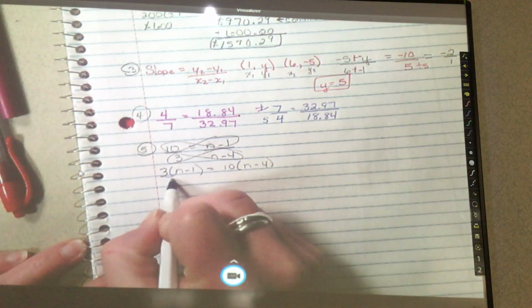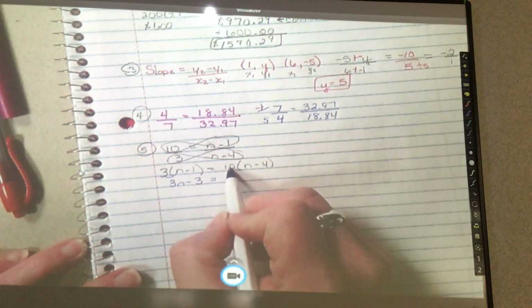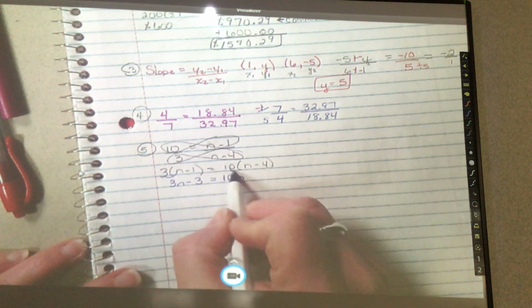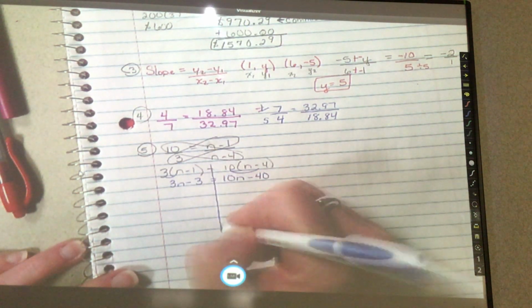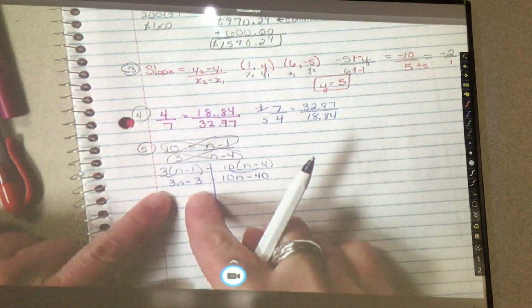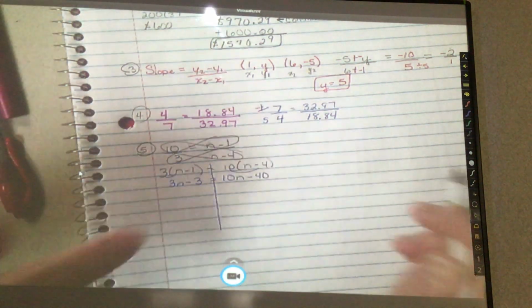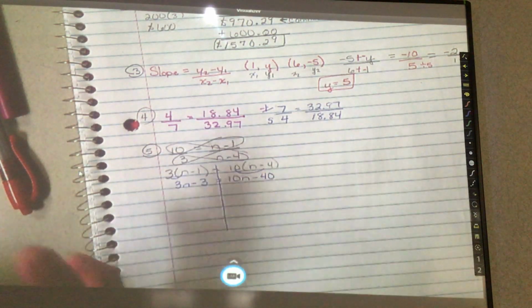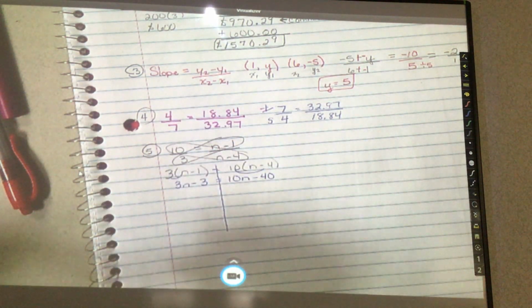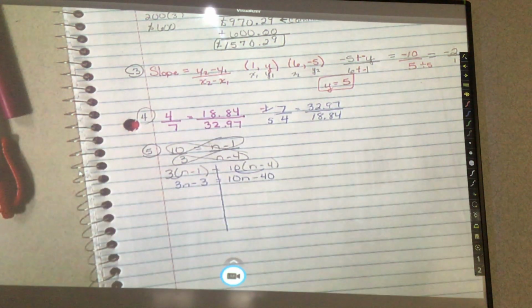Distributive. So 3 times n is 3n. 3 times the negative 1 is a negative 3. Equals 10 times n is 10n. 10 times the negative 4 is a negative 40. Draw my line. Since I have both numbers and letters on both sides, it doesn't matter which way I go. I can either leave the n on this side or the negative 3 on this side. It does not make a difference. What do you guys want to move? The n, the 3n, or the 3? Tell me what I'm moving. I don't care, shout it out.